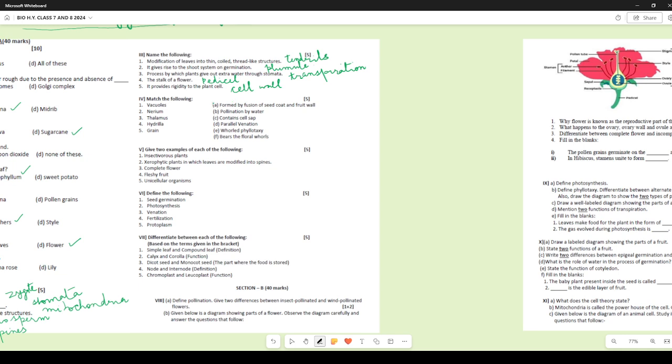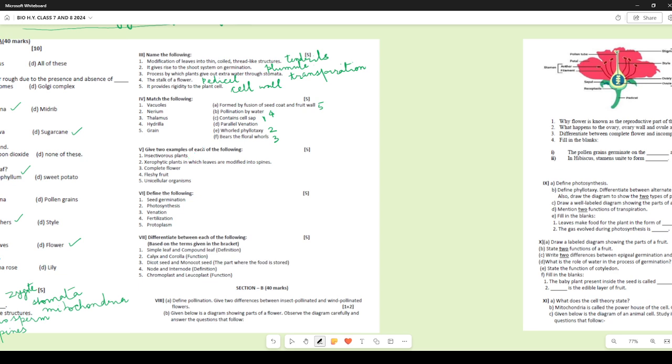Now let us match the following. Vacuoles contain cell sap. Nerium shows whorled phyllotaxy. Thalamus bears the floral whorls. All the floral whorls, calyx, corolla, androecium, gynecium are borne on thalamus. Hydrilla, pollination by water. Grain, formed by fusion of seed coat and seed wall. This should be your answer.